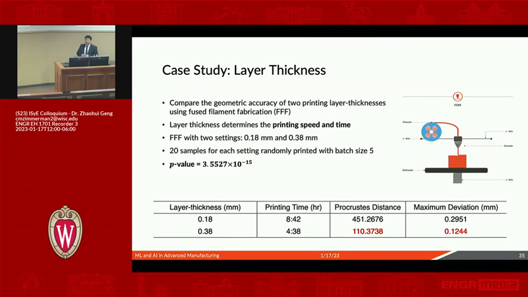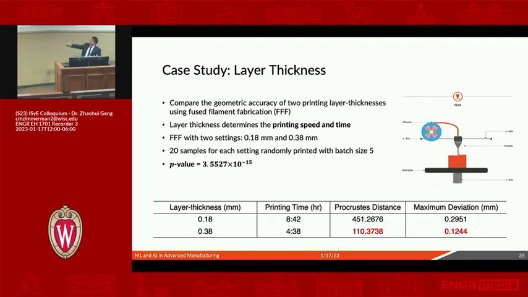So let's take a look at the case study under this framework, right? Here we compare the geometric accuracy of two prints made using the fused filament fabrication process, and we want to compare one single process parameter, that is layer thickness. The reason we choose that is that layer thickness is a very important process parameter for 3D printing. It influences printing speed and printing time, and most importantly, it influences the printing accuracy and also the resolution. Right? So here we're testing two settings, 0.18 millimeters and 0.38 millimeters. One is a large value, the other one is relatively small.